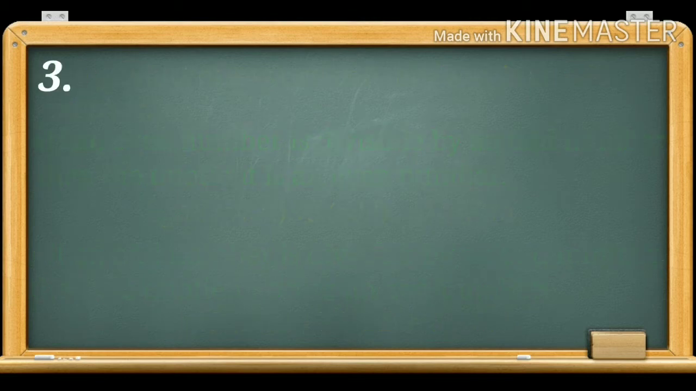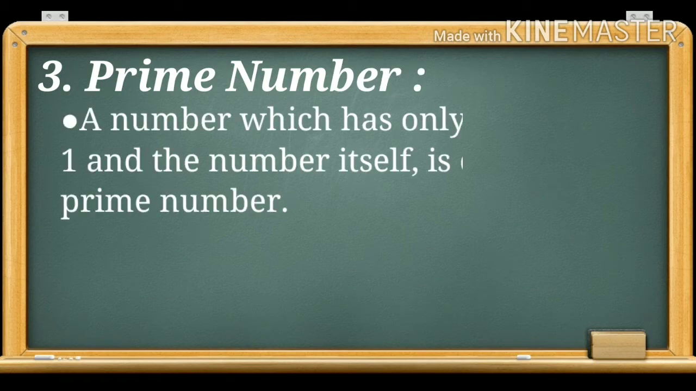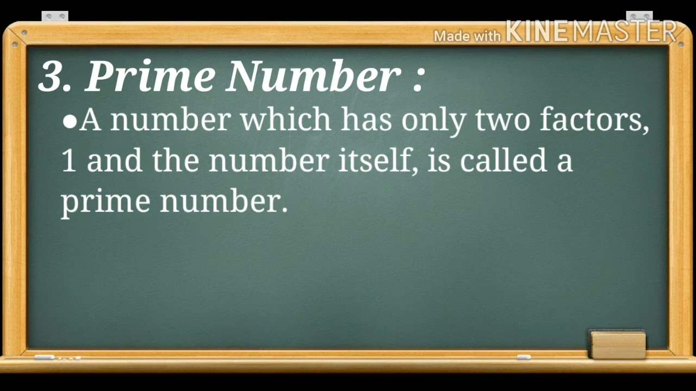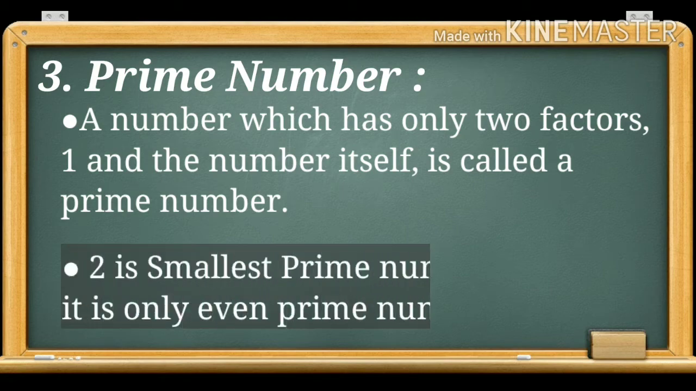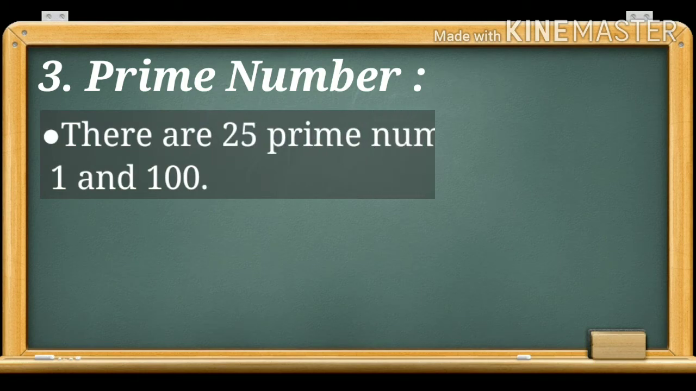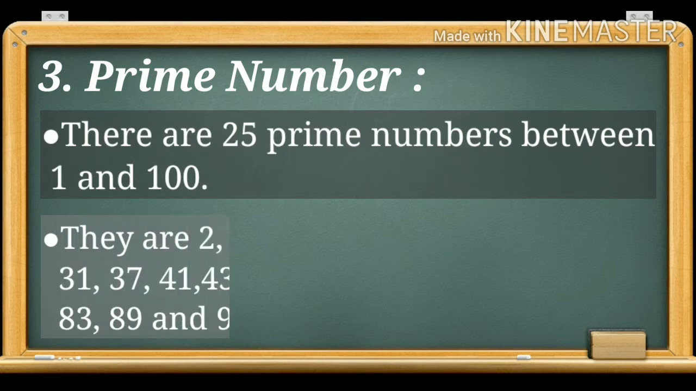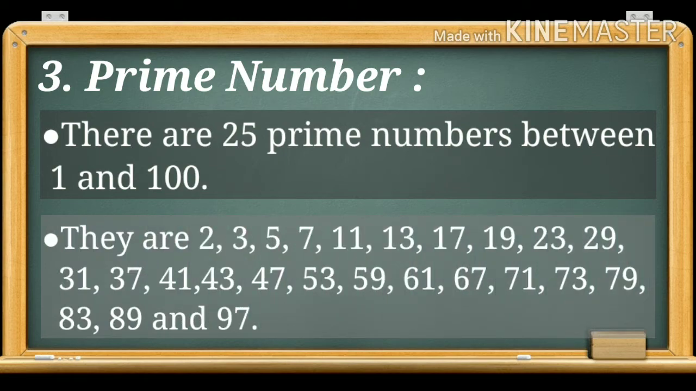Next is prime numbers. Prime number means what? A number which has only two factors, that is 1 and the number itself, is called a prime number. Do you know which is the smallest prime number? Yes, 2 is the smallest prime number and it is the only even number which is a prime number. Remember that there are 25 prime numbers between 1 and 100. These are the prime numbers between 1 and 100.